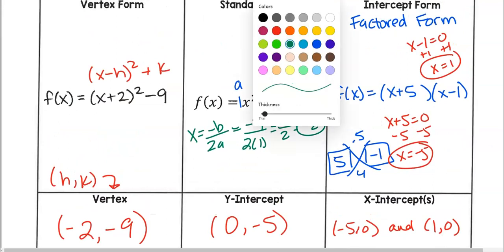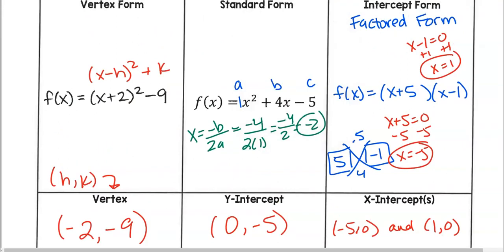What do we look at to answer that question? We look at our A, and these all have an A. It's right here, it's right here, it's right here. So they all have an A value of +1, so it's going to open up. It's going to look like this.